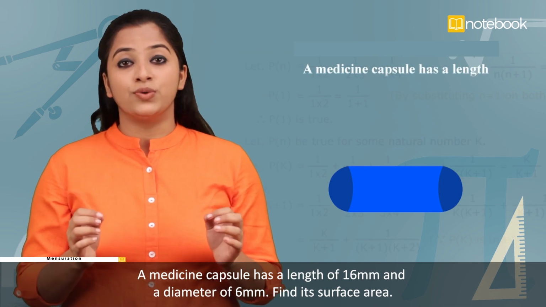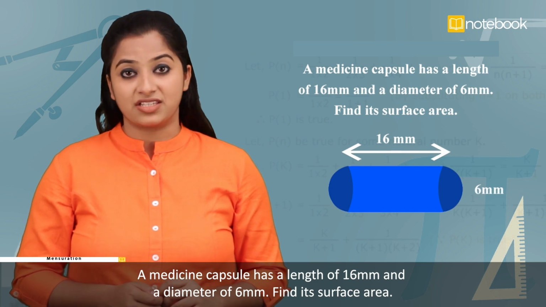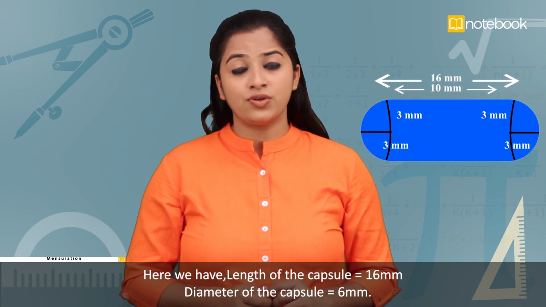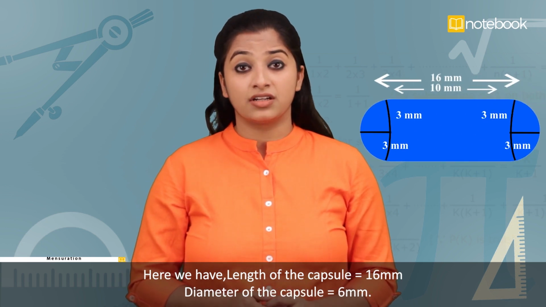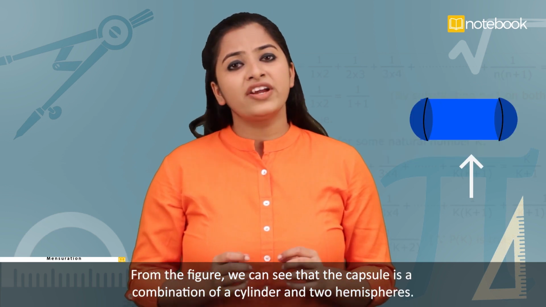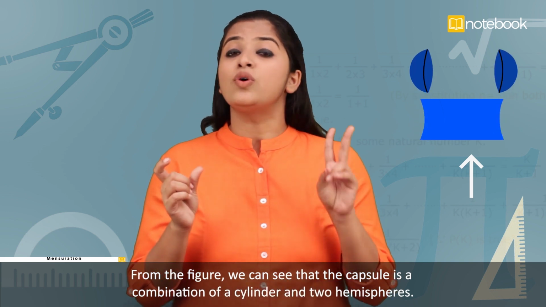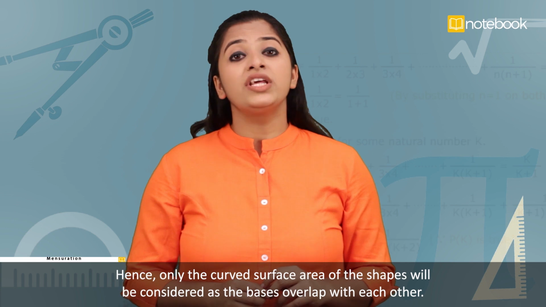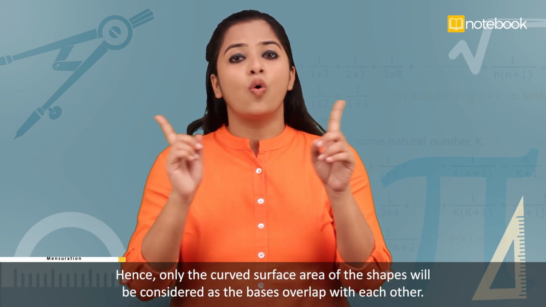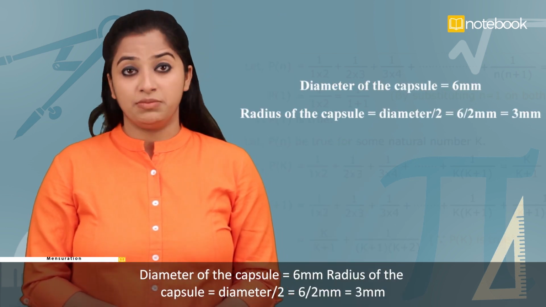A medicine capsule has a length of 16 mm and a diameter of 6 mm. Find its surface area. Here we have the length of the capsule equal to 16 mm. Diameter of the capsule is equal to 6 mm. From the figure, we can see that the capsule is a combination of a cylinder and two hemispheres. Hence, only the curved surface area of the shapes will be considered as the bases overlap with each other.